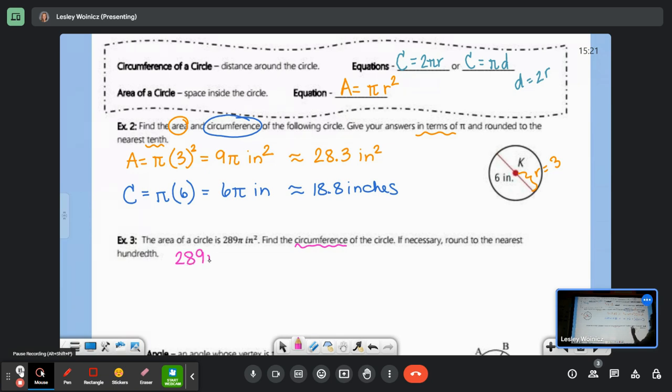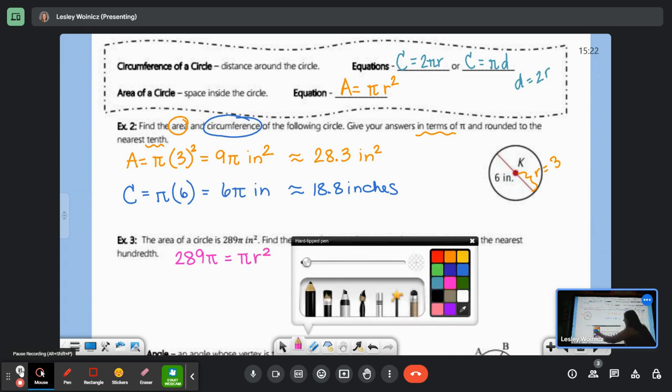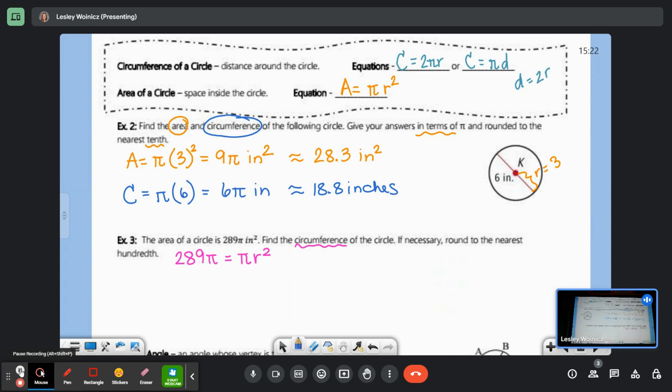So I know that my area is 289 pi, and I know that the formula for the area of a circle is pi times the radius squared. Okay, now I don't want that pi hanging around. How do I get rid of pi on both sides of my equation? How do I undo multiplying by pi? Divide them away. Divide by pi, divide by pi. Pi is just a number like 4 or 5, except that it goes on forever without repeating after its decimal point.